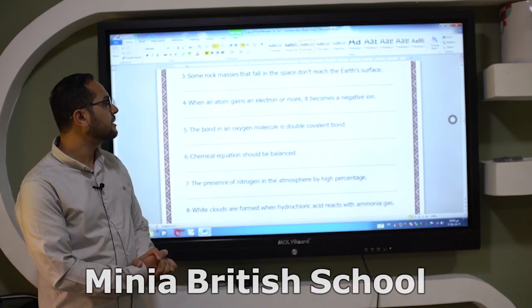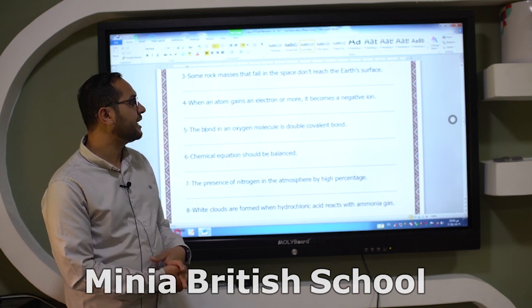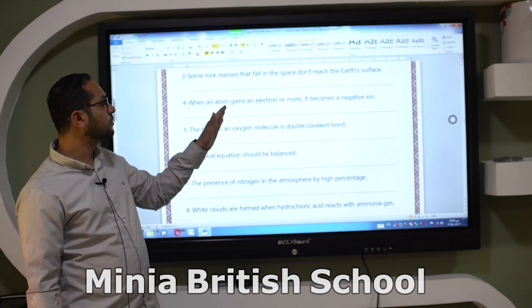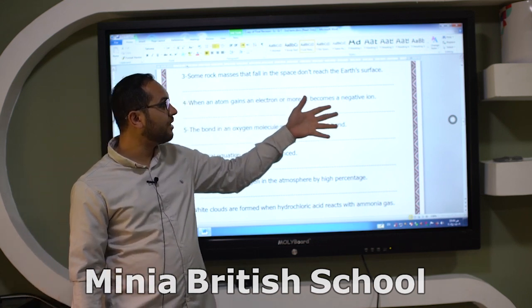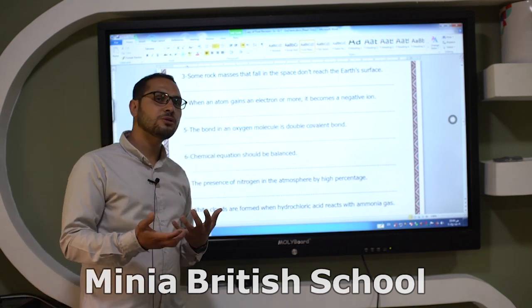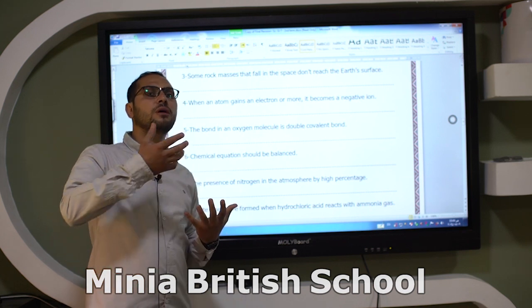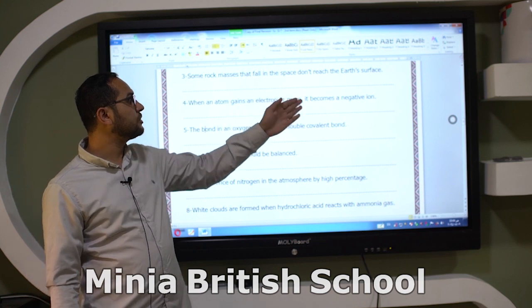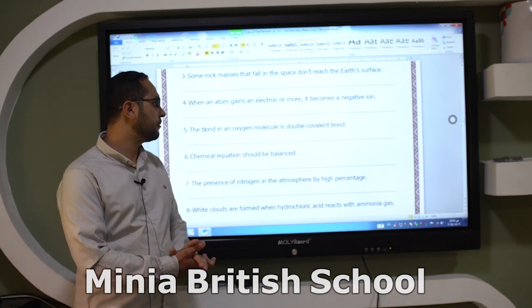When an atom gains an electron or more, it becomes a negative ion. Why? Because when the atom changes into a negative ion, the number of electrons becomes more than the number of positive protons. So it will change directly into a negative ion.